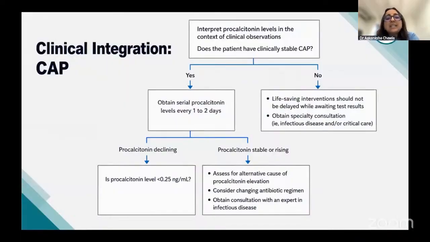So, how do you integrate this in your clinical practice? You have a patient who is admitted with clinically stable CAP, and you obtain the procalcitonin values, say, every 1 or 2 days. So, you have to look at the procalcitonin trend, whether it's stable or it's rising. If it's stable, you can consider de-escalation. If it's rising, then you have to think of an alternative cause.